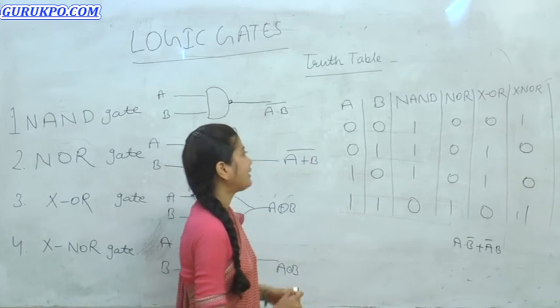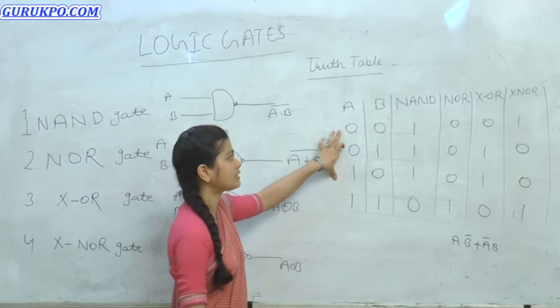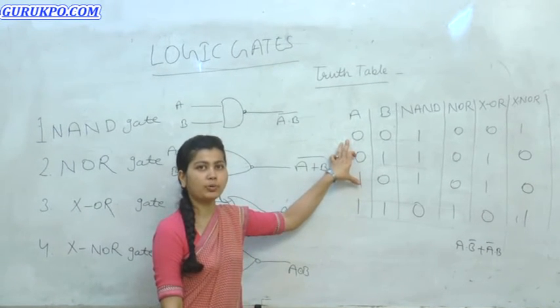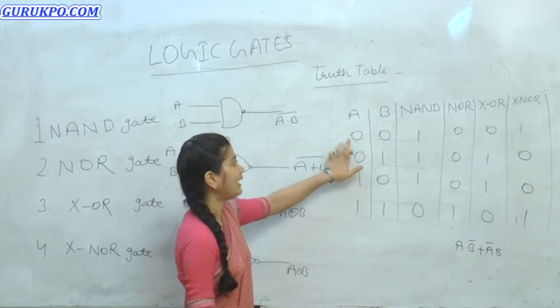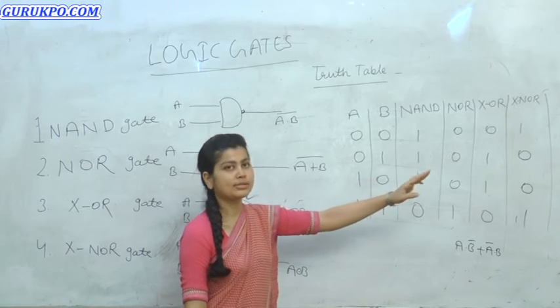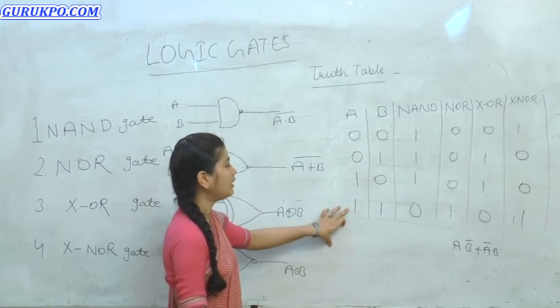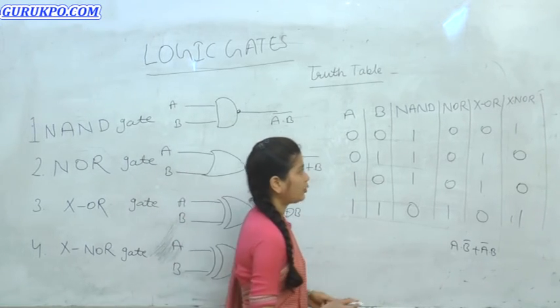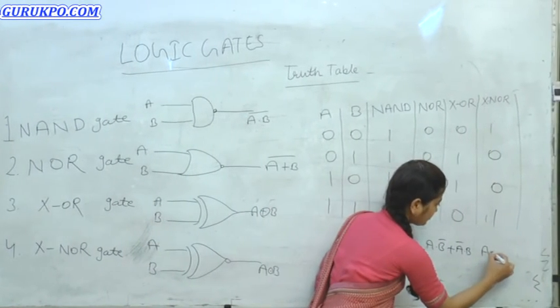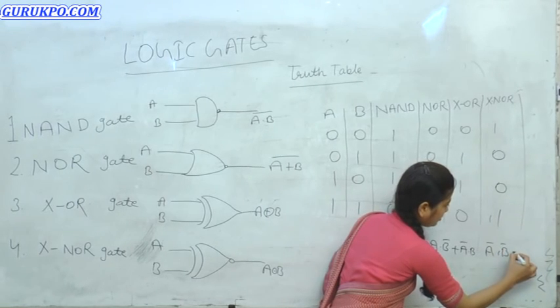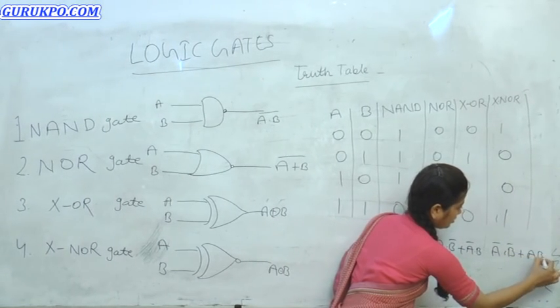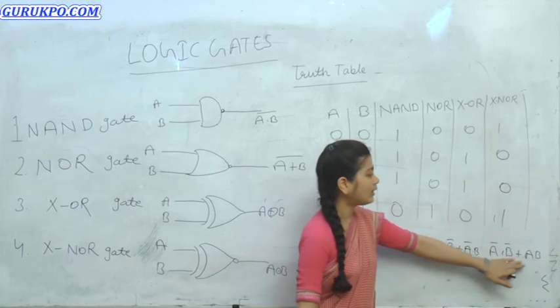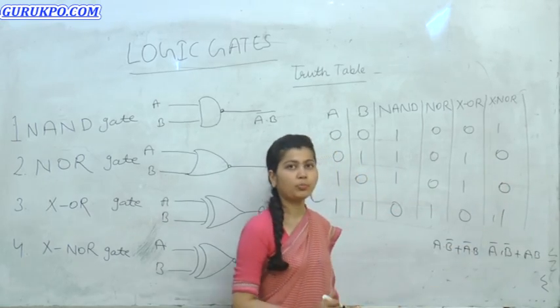In the XNOR gate, if both our inputs are equal, then the output is 1, otherwise the output is 0. If both A and B are equal to 0, then the output is 1, and if both A and B are equal to 1, then the output is 1, otherwise the output is equal to 0. In the XNOR gate, if both our inputs are equal, then the output is 1, otherwise the output is 0.